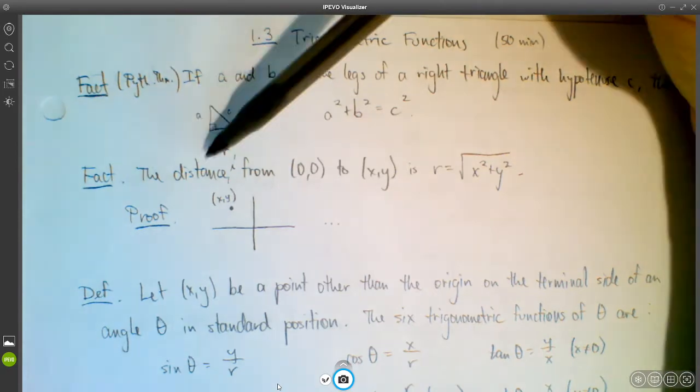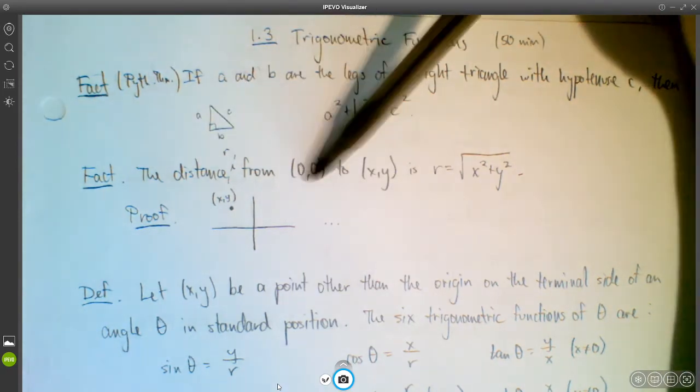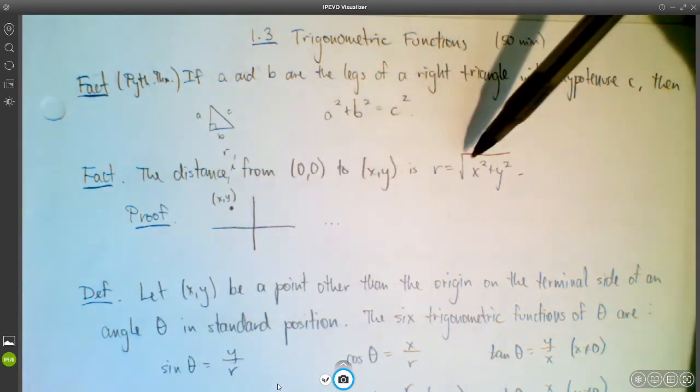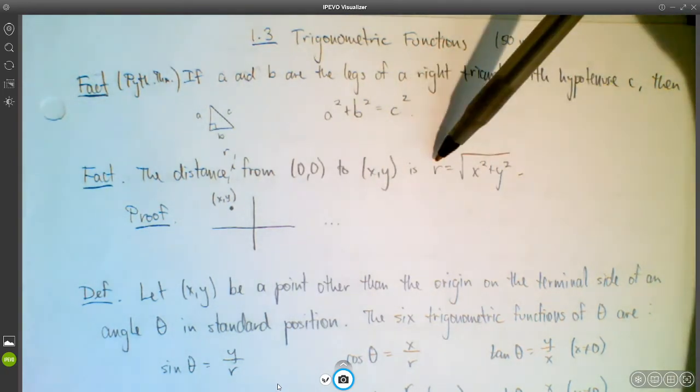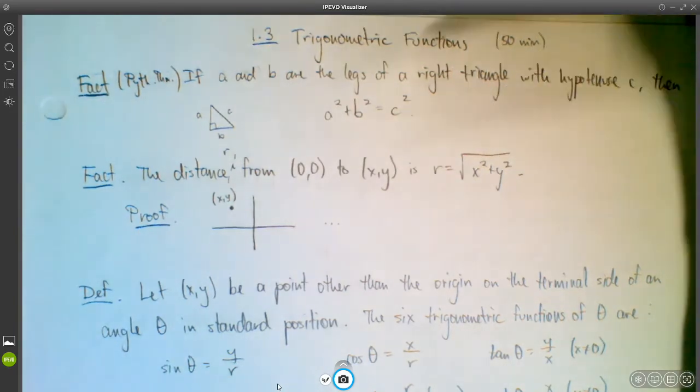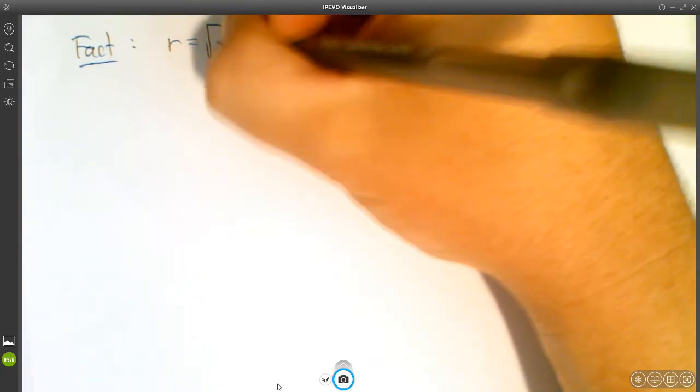The next fact is that the distance from the origin, 0, 0, to some point x, y is the square root of x squared plus y squared, right? R equals the square root of x squared plus y squared. So here's a proof of that fact, actually. Let me do this on a separate page. Here's a proof of the fact that r equals the square root of x squared plus y squared.